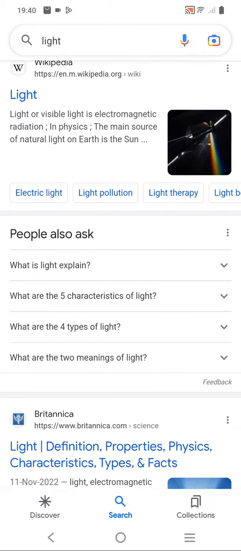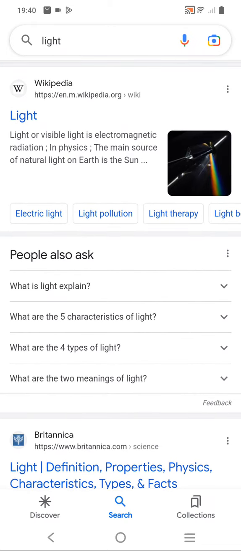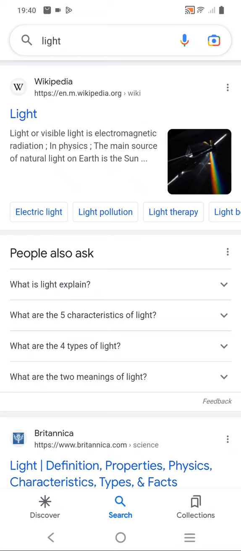Today we're going to talk about what is called light. So light, or visible light, is electromagnetic radiation. In physics, the main source of natural light on Earth is the sun. So this is the basic definition of what light is.